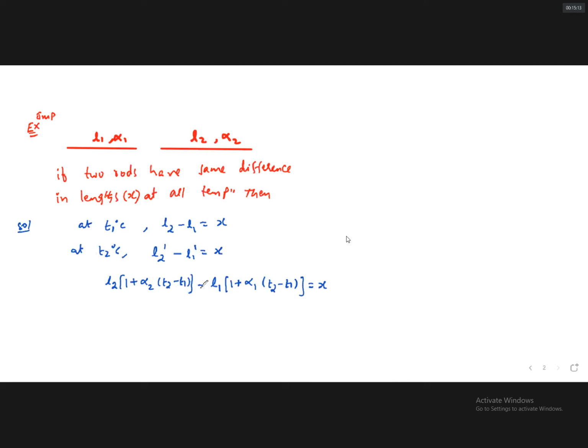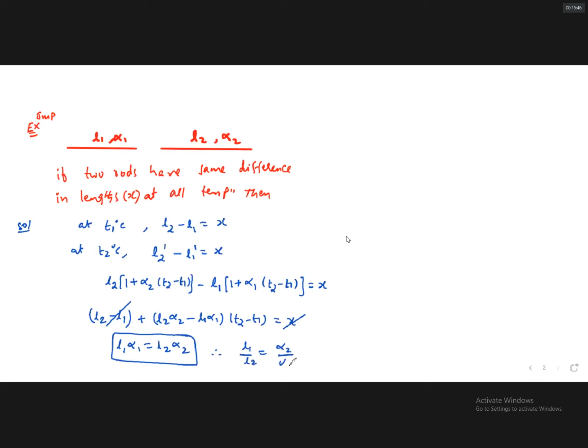Now L2 minus L1 is equal to x, so that term cancels out. Therefore, L2 minus L1 plus L2 alpha 2 minus L1 alpha 1 into T2 minus T1 is equal to x. These two terms get cancelled because L2 minus L1 is equal to x, and the remainder equals 0. Therefore, L1 alpha 1 is equal to L2 alpha 2. This is the required condition for the difference in length to remain the same, or L1 by L2 is equal to alpha 2 by alpha 1.